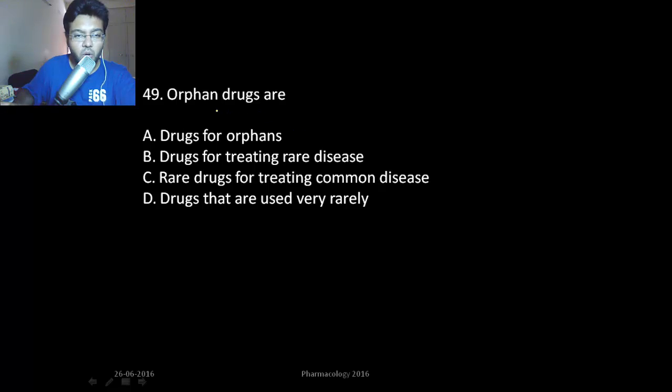And this is the question: orphan drugs are, your answer key says, drugs that are used very rarely, but according to KD Tripathi, it is actually the drugs which are used for treating rare diseases. And obviously if the disease is rare, you'll use that drug very rarely, right? These are called orphan drugs.